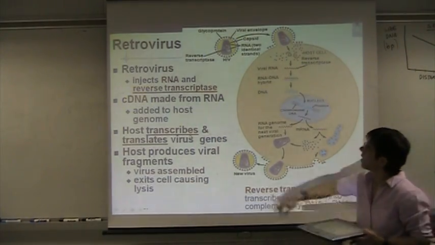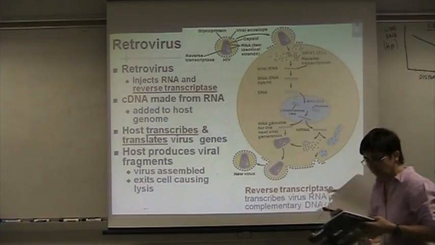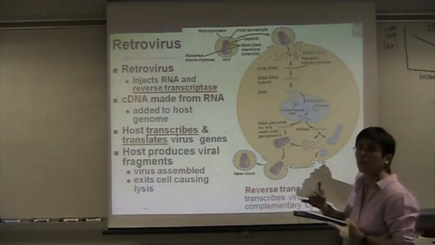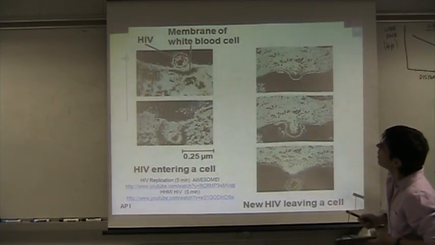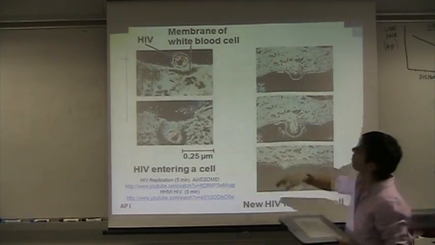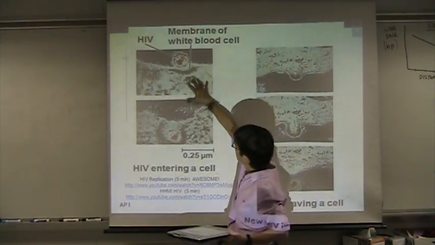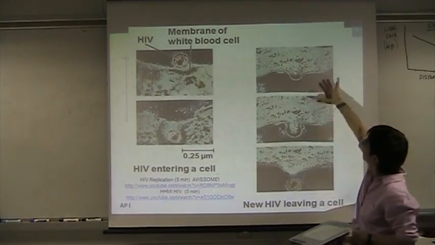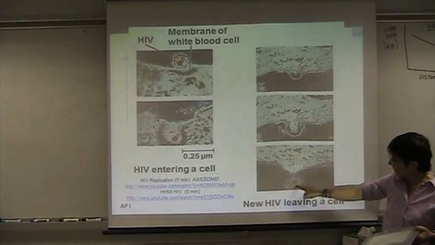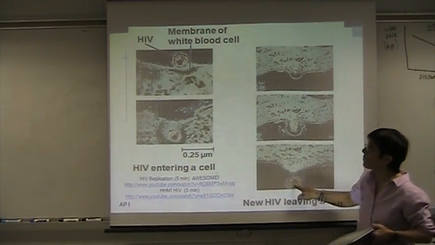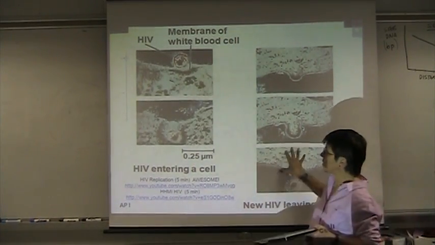That's significant. And reverse transcriptase, the other important thing, does allow us to go back from RNA to DNA. You have a beautiful picture of HIV virus going into a cell. You can see it penetrating the cell, and on this side you can see the viruses coming out. You can even see the capsid inside. These are beautiful shots.